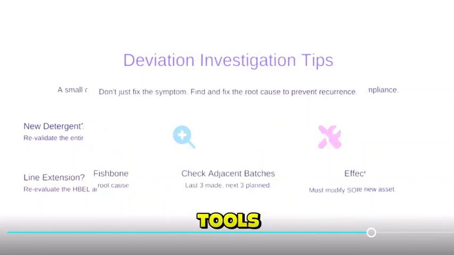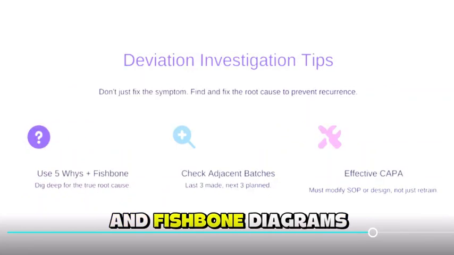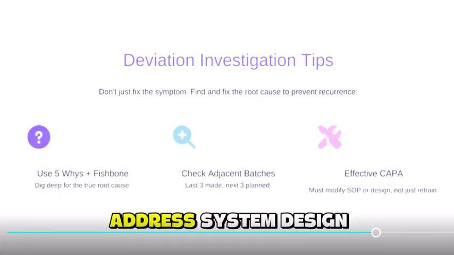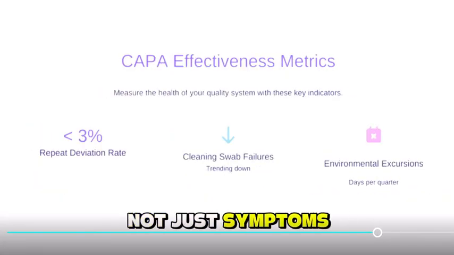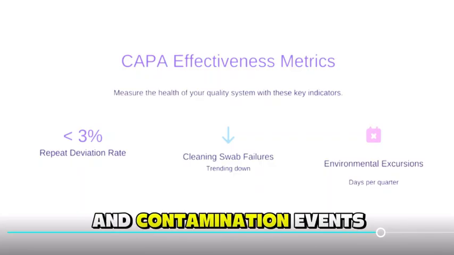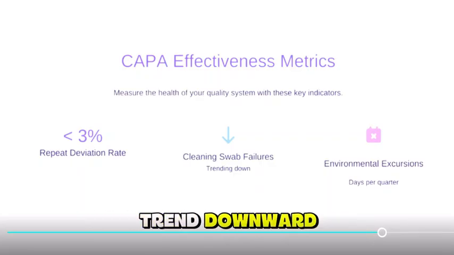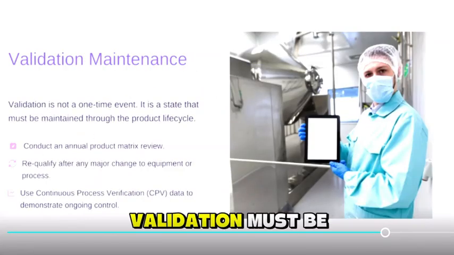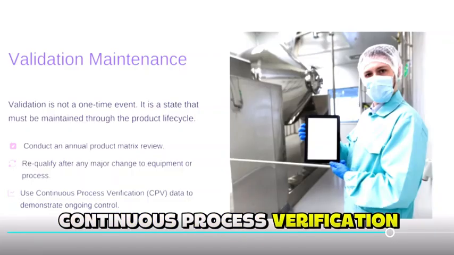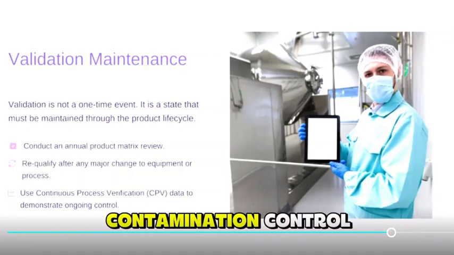Root cause analysis tools like 5 Whys and fishbone diagrams reveal the real problems. CAPAs must always address system design, not just symptoms. Effectiveness is proven when repeat deviations drop and contamination events trend downward. If metrics don't improve, the CAPA isn't working. Validation must be maintained through annual reviews and requalification. Continuous process verification feeds back into contamination control.